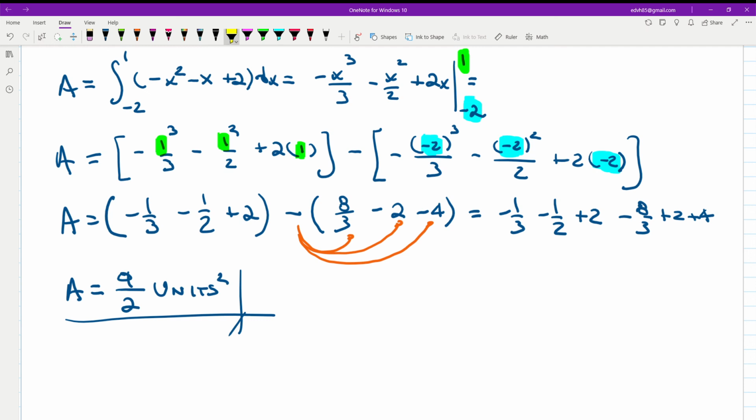On the homework again, you may not be asked to write that units squared. All you might be asked is to input the numerical value of it. All right.